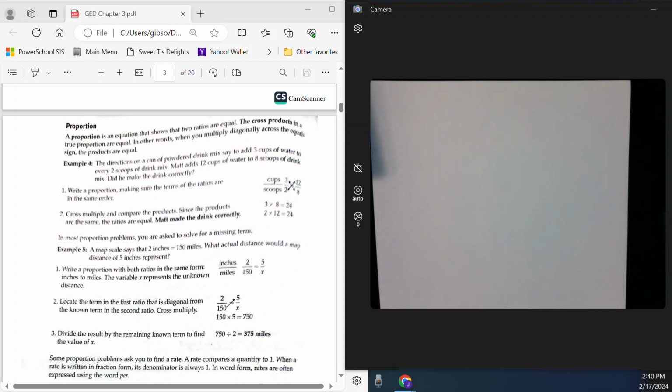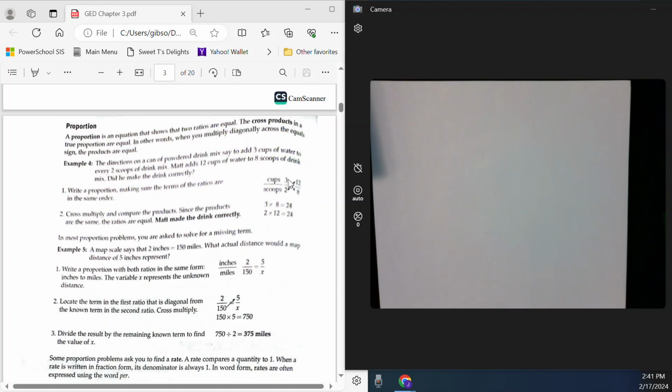The directions on the can of powdered drink mix say to add 3 cups of water to every 2 scoops of drink mix. Matt adds 12 cups of water to 8 scoops of drink mix. Did he make the drink correctly? So basically, it starts off with write a proportion, making sure the terms of the ratio are in the same order. So it's 3 cups to 2 scoops, and then it'll be 12 cups to 8 scoops. So we make sure that these are in the same order.